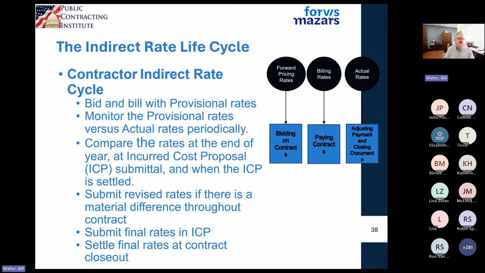Billing rates, provisional billing rates, are what I'm using to bill on my contracts today. It's the same pools and bases, but in the forecast, I'm looking at future years' projections. In terms of billing rates, I'm taking a look at my best estimate for this year. It could be the same as my forward pricing rate at the beginning of the year, but midway through the year, I have half a year of actuals. I can do some assessments, and maybe I need to adjust what I bill on these contracts. And then I have actual rates. That gets into the incurred cost proposal that we're going to hit very quickly.